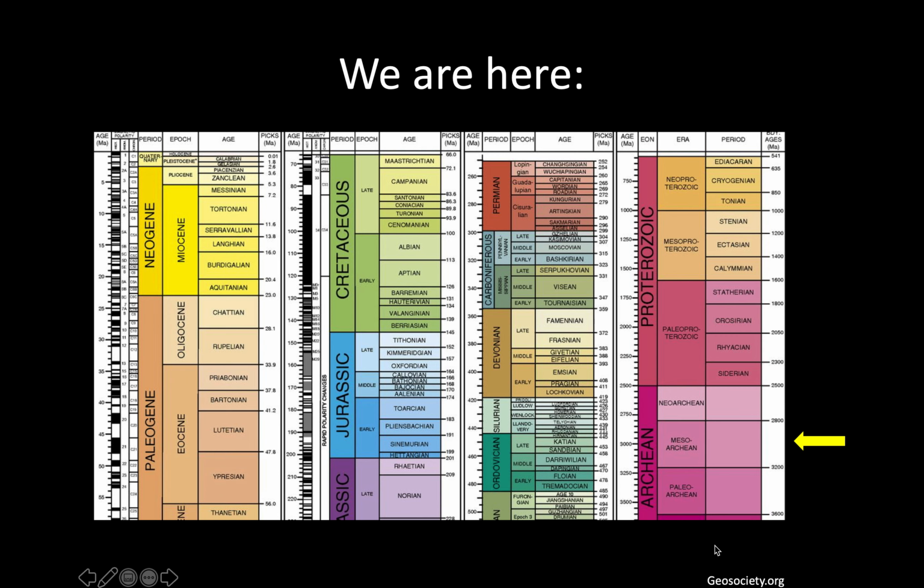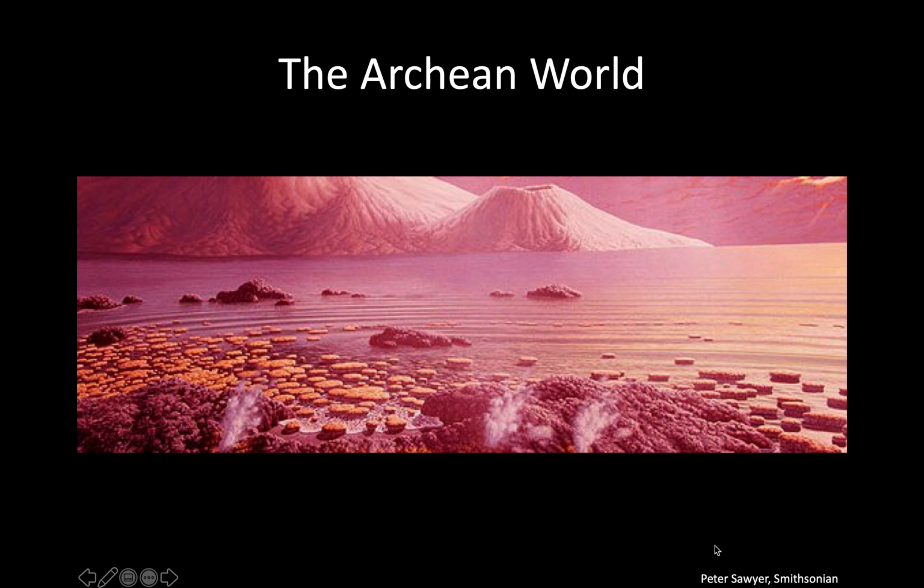Sorry, it's down here. So this is the Archean world. It's very soothing to look at, right? So this is painted by a science artist, Peter Sawyer. It hangs in the Smithsonian Museum of Natural History. And you're looking at it and you see these beautiful volcanoes in the background. You see a very calm, rippling lake. You see some stromatolites here. But how much oxygen is there?